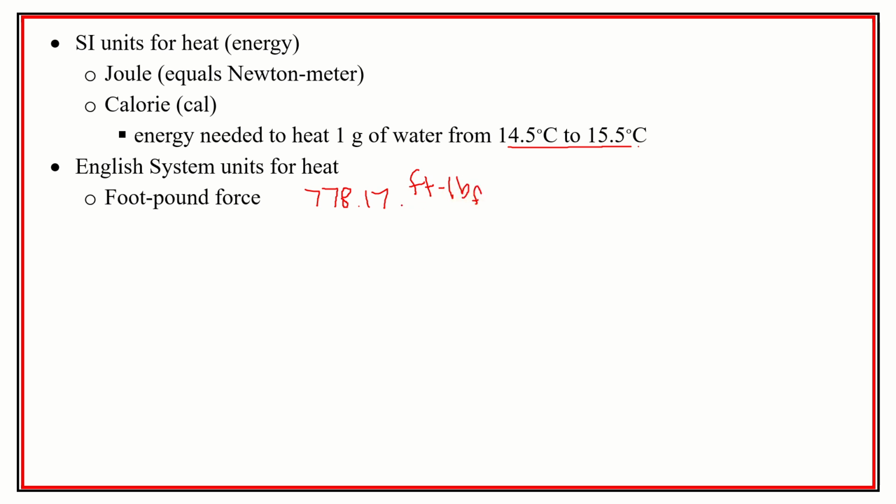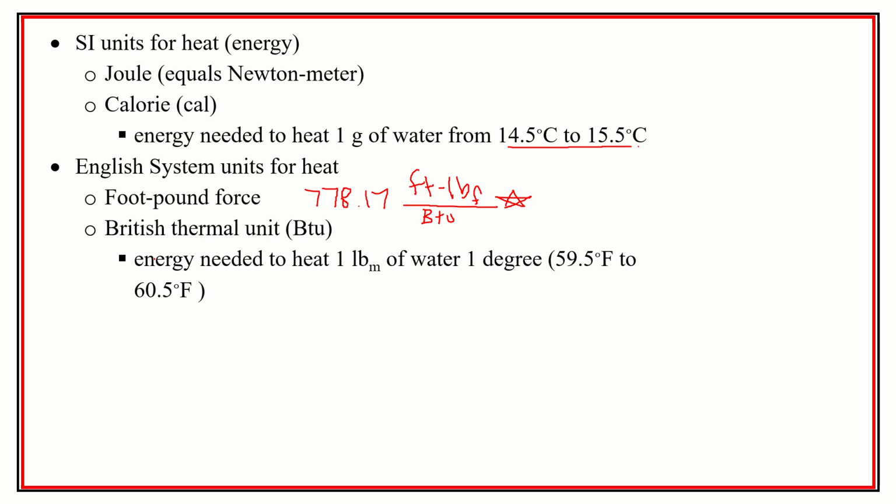And this is often called the mechanical equivalent of heat, BTUs, right? So it's BTUs. This is the go-to conversion factor, because that's the most common in the English unit, is to use the BTU. And that BTU is defined as the energy needed to heat 1 pound mass of water at 1 degree Fahrenheit. And now they're being very explicit here, saying 59.5 degrees Fahrenheit to 60.5 degrees Fahrenheit.